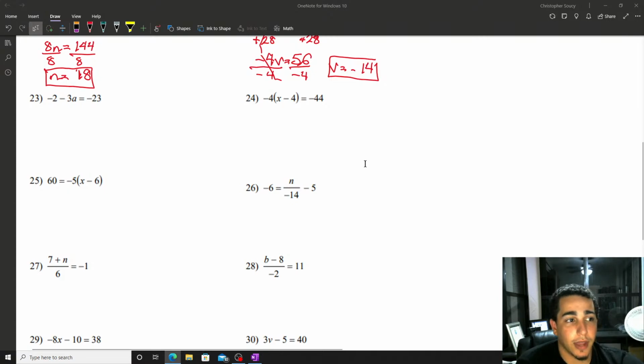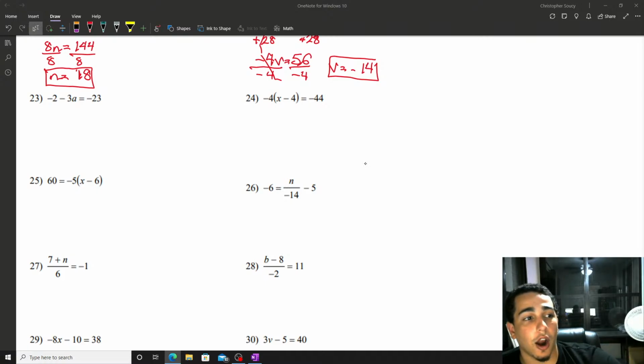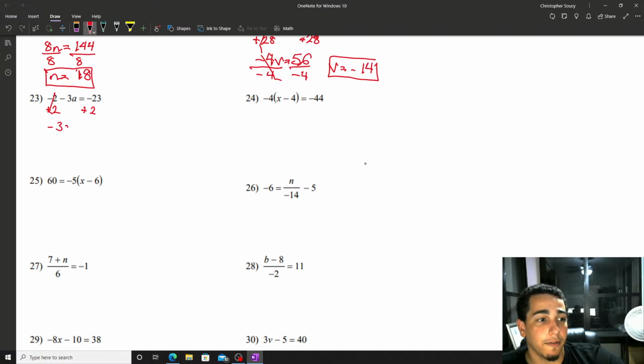So next, for number 23, we have negative 2 minus 3a equals negative 23. Our first step is going to be to add 2 to both sides. This is plus 2. On the left side, we're going to have negative 3a. And then on the right side, negative 23 plus 2 is negative 21. Then the last step to get a by itself is going to be to divide by negative 3 on both sides. And we'll get that a equals positive 7.